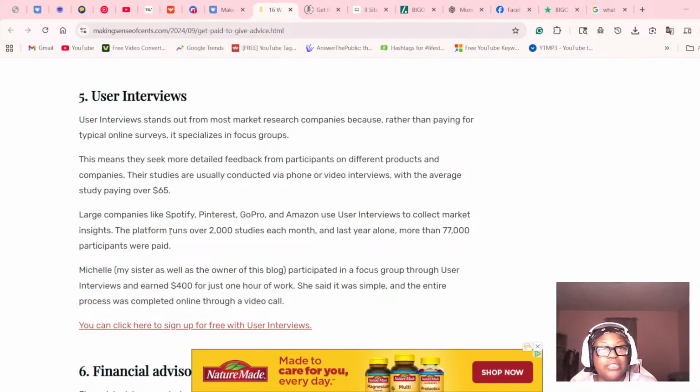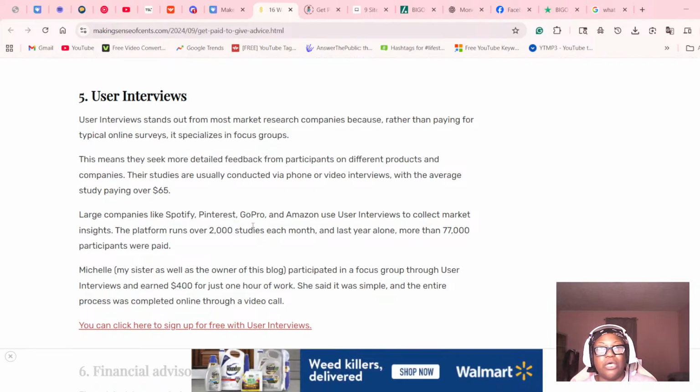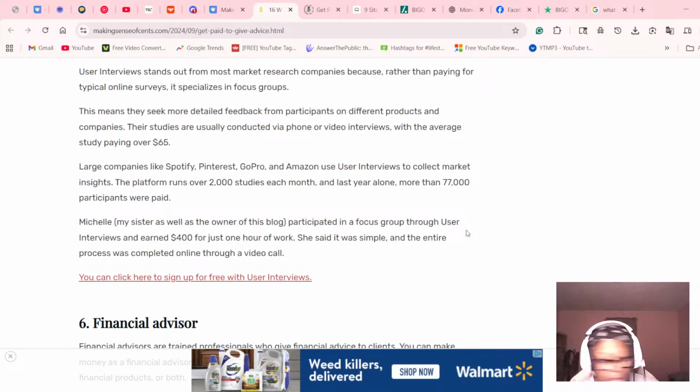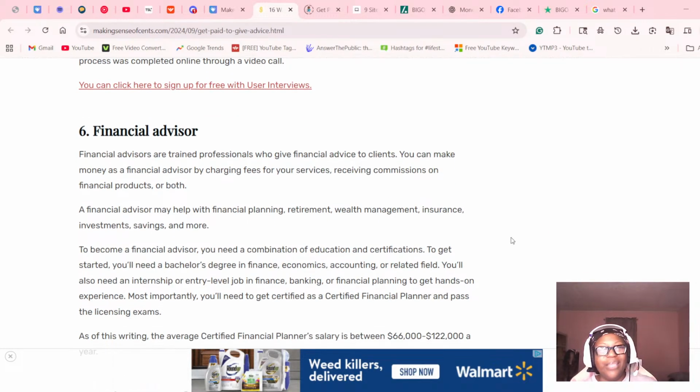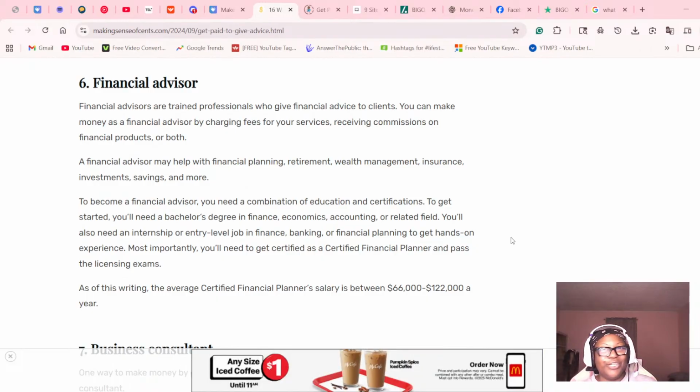So large companies have gotten into it, like Spotify, Pinterest, GoPro, Amazon, and all of this stuff. They collect marketing insights from people who know a little bit about everything, right? The platform runs over 2,000 studies every month. So if that's what you want to do, participate in a study, that would be a good side hustle. It's definitely not a full time job. Definitely not a full time job. But if you want to do something like that, for a little side hustle, I think it'd be great.